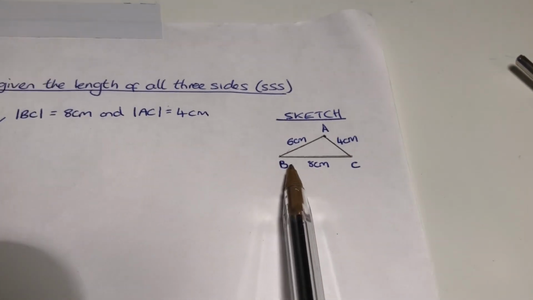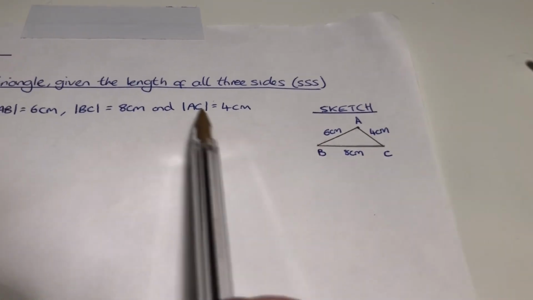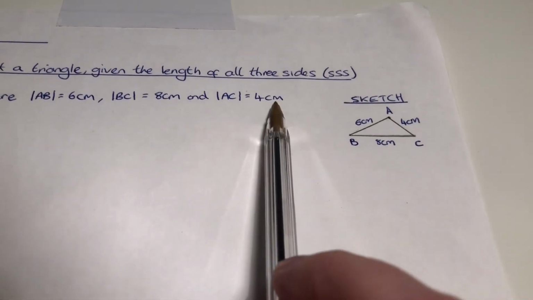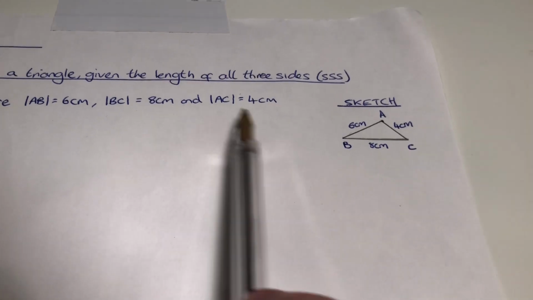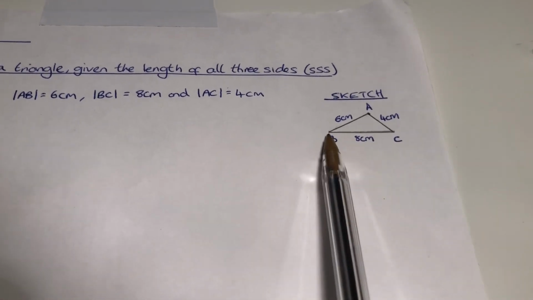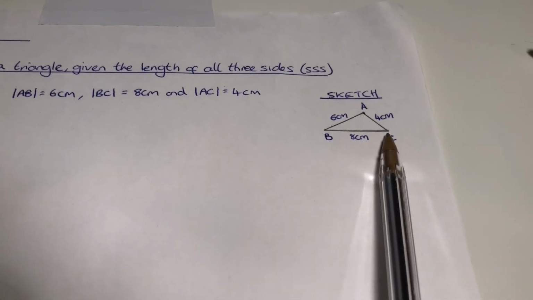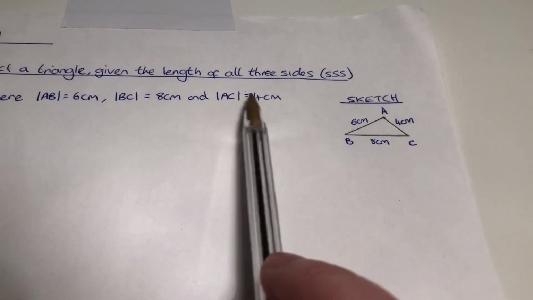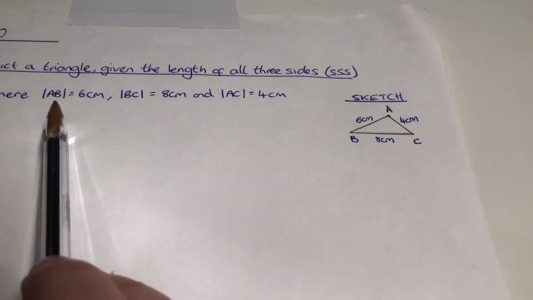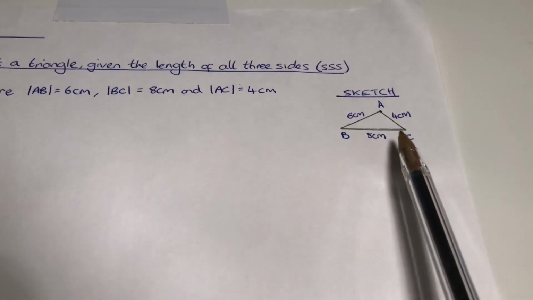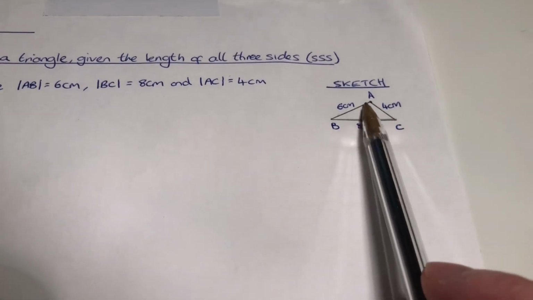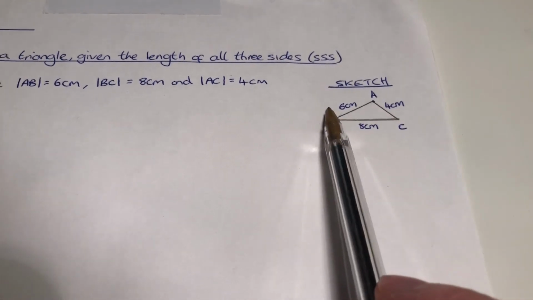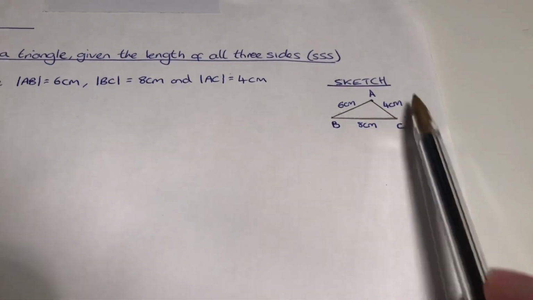And that helped me to know when drawing my sketch that as the three lengths are 6, 8 and 4, this is the largest measurement. So therefore my side at the bottom should be the distance between B and C. I then saw that AC is the smallest and AB is in between. So therefore it should look something like this, in that A must be closer to C than it is to B.